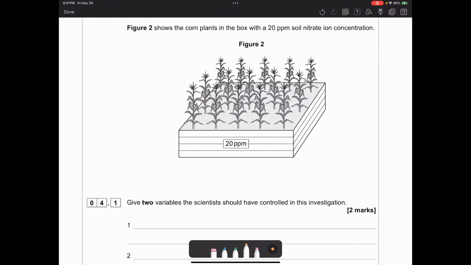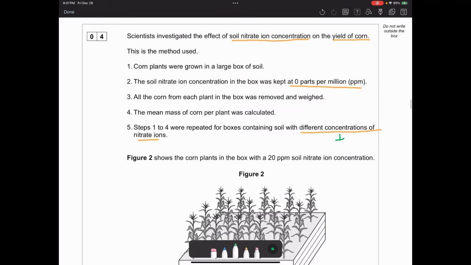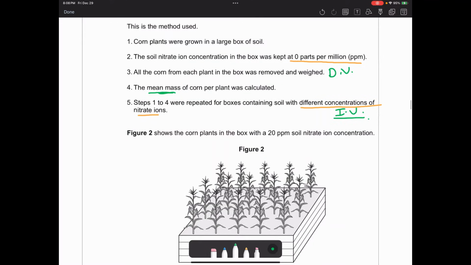Give 2 variables the students should have controlled, kept the same in this investigation. So their independent variable is the concentration of nitrate ions. Their dependent variable is the mass of corn that was being produced. So what should they have kept the same? You use the diagram as well.